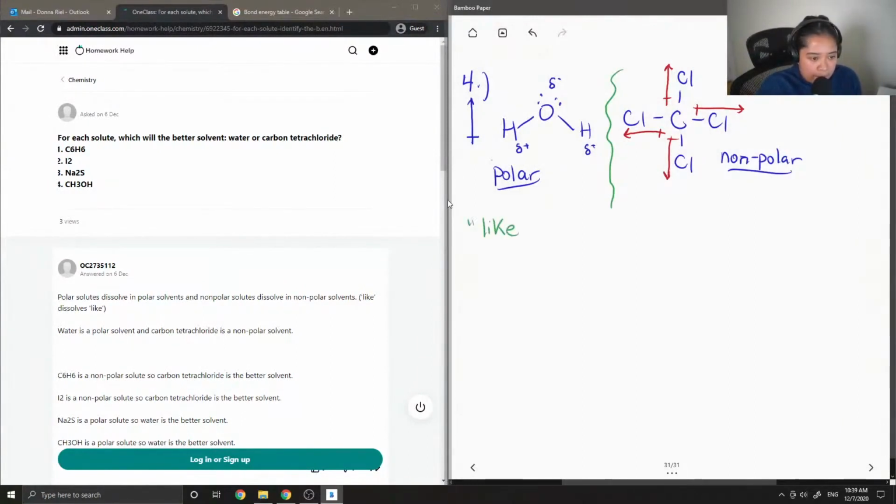Okay, so if we remember that like dissolves like, meaning that polar molecules will dissolve other polar molecules, and nonpolar molecules will dissolve other nonpolar molecules, then that can help us answer the question.